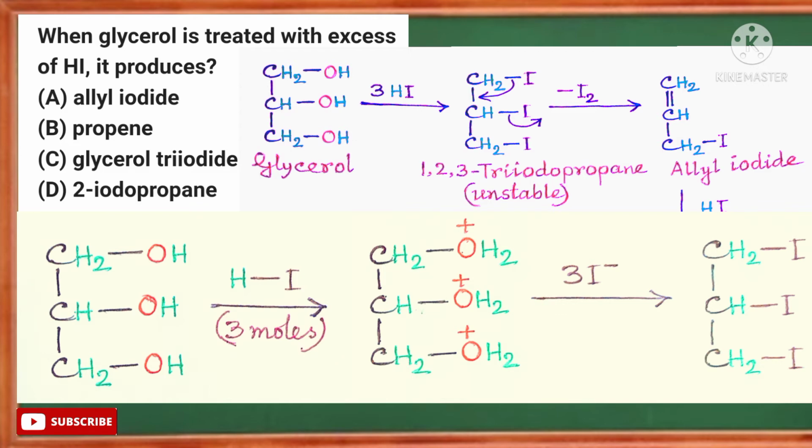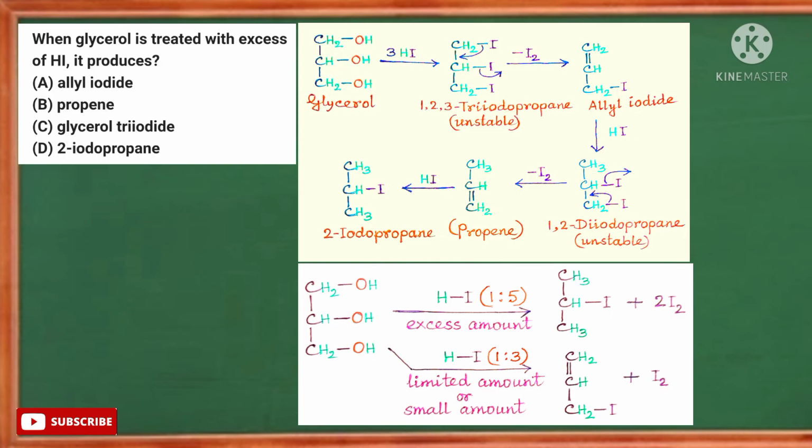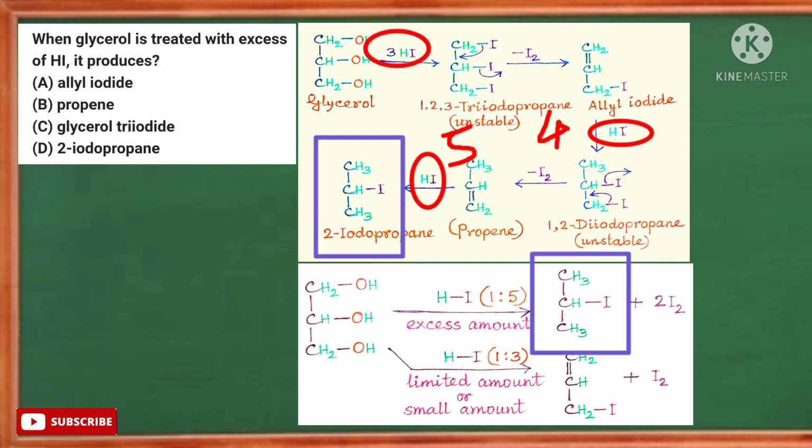And secondly, the very important point to be noted for this reaction is the reaction condition. Look, when excess amount of HI is present in the reaction medium, the product is definitely 2-iodopropane. And if the reaction is carried out in limited amount of HI, the product is allyl iodide. Actually, when 3 moles of HI react with 1 mole of glycerol, allyl iodide is produced, and when the excess amount, that is 5 moles of HI, reacts with 1 mole of glycerol, 2-iodopropane is produced.